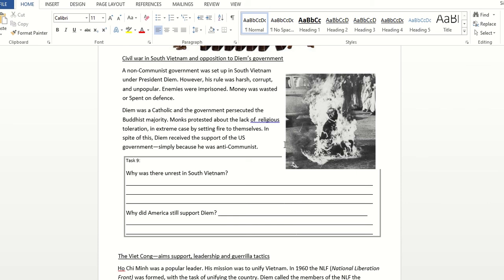He was also very corrupt. He wasted money, took government money, and gave jobs to his friends or family. This turned the Vietnamese people against Diem, and in turn, the Americans. Have a go at task 9.